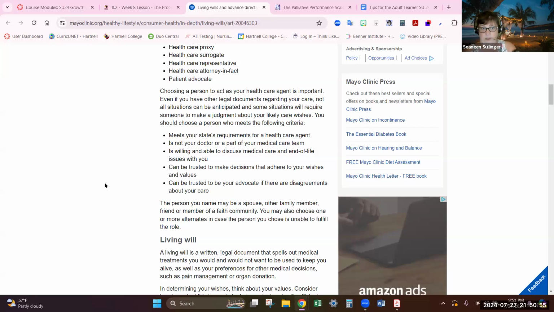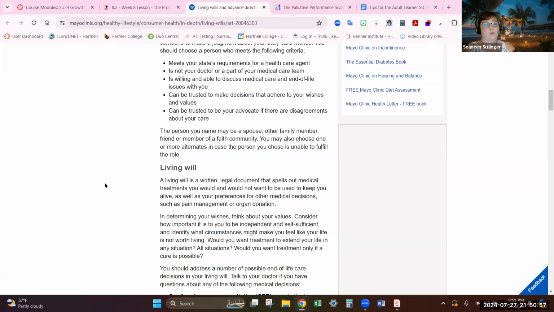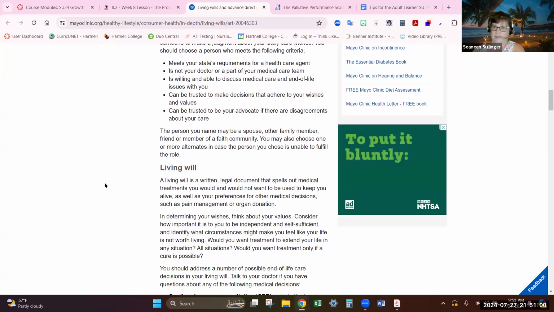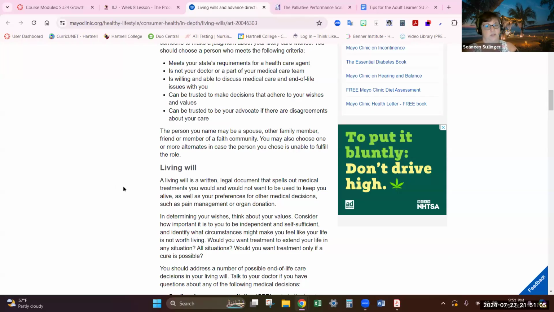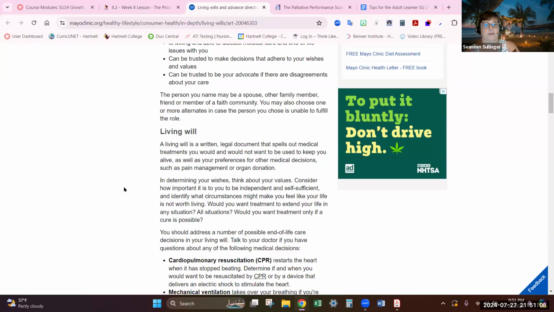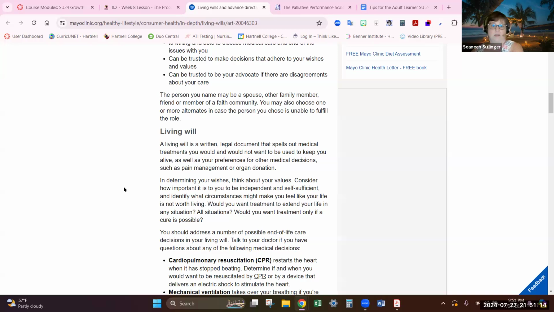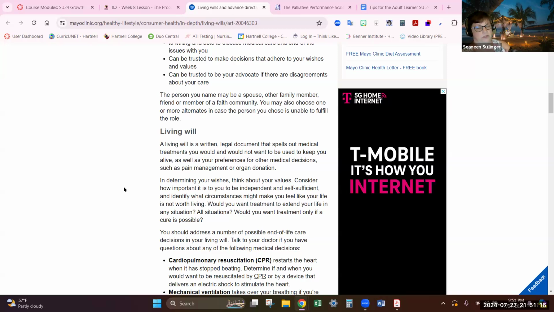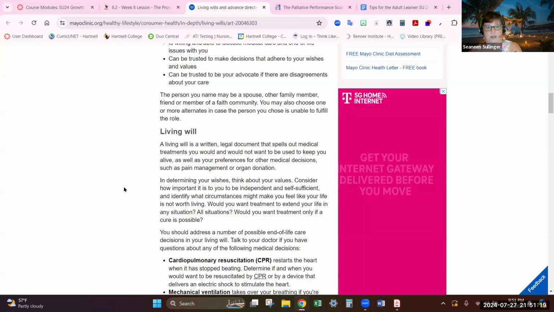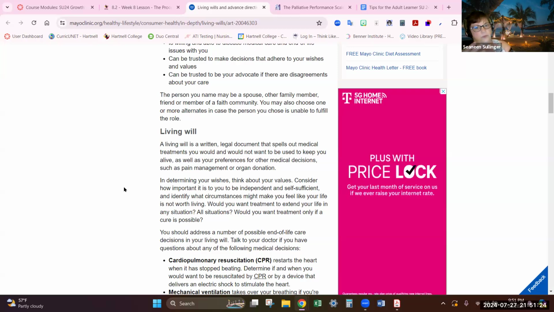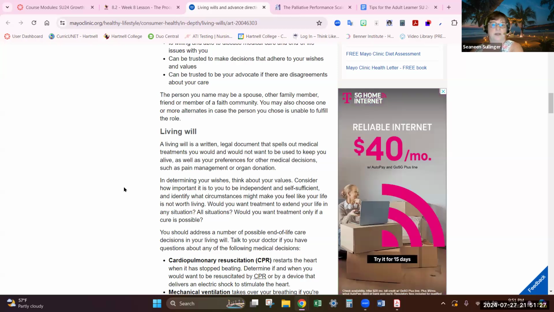So that's a person. Power of attorney or proxy is a person. A living will is a legal document because you have to sign the paperwork to appoint that person as your healthcare proxy. So that's why it's a document. The living will is a legal document that tells people what medical treatment you would or would not want to have. Do you want to donate organs? Organ donation is a big thing. What kind of pain management do you want? At what point would you want them to stop life support measures? And that's where your values, ethics, those kind of things all come into consideration.